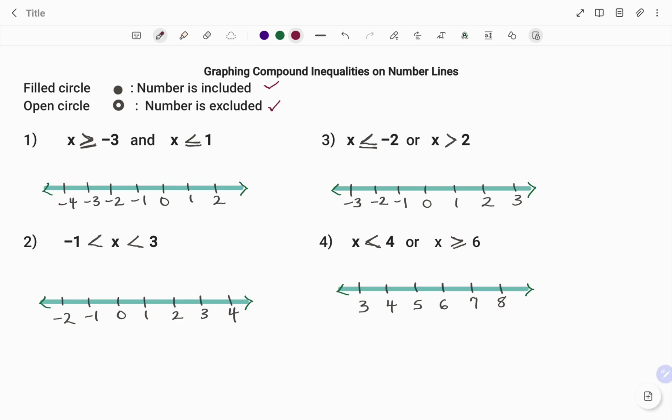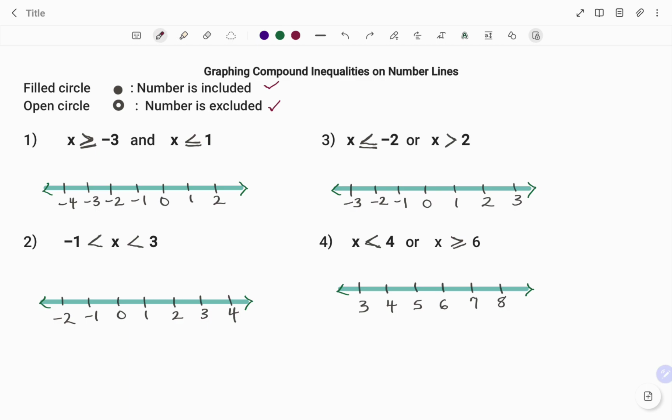In the first example, we have x is greater or equal to minus 3 and x is less or equal to 1. Note that anytime we use the word and, what it means is that both inequalities must be true. That is, they are going to overlap.